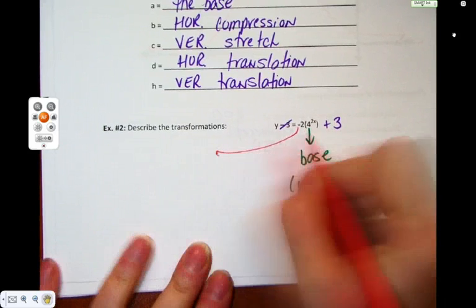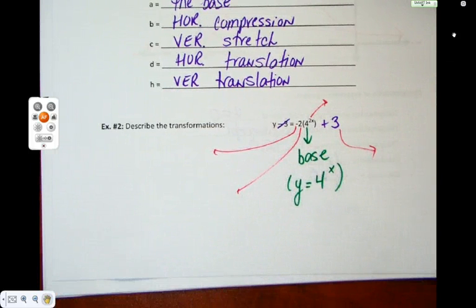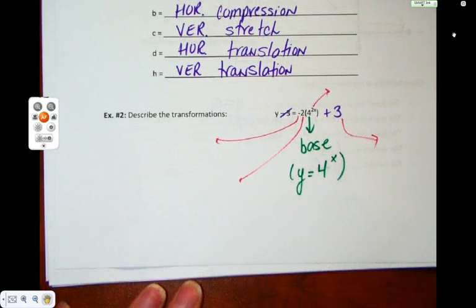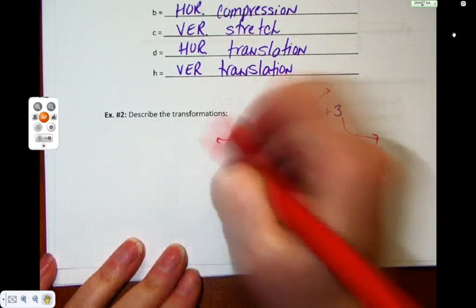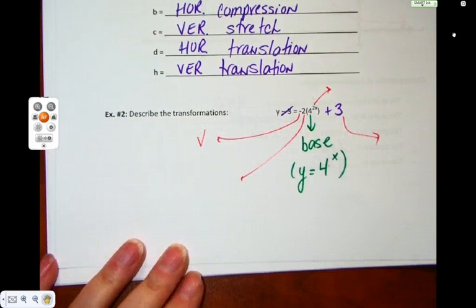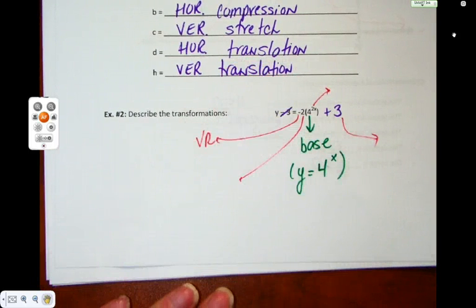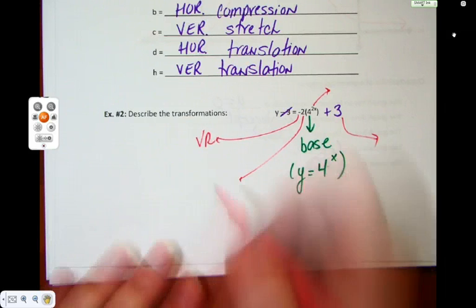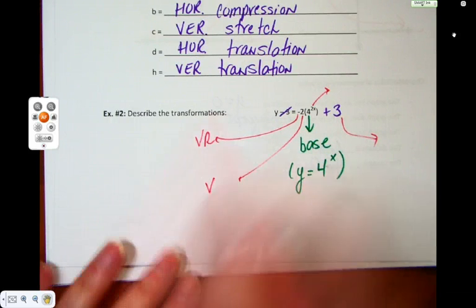Okay, I have the negative, I have the 2 that's in front, I have the 2 within the brackets, and I have the 3. The negative, in the exponent or down in the main equation? That tells you it's vertical. It's a negative, so it has to be vertical. The 2, down in the exponent or down in the main equation? So that means it's vertical. And it is a vertical stretch.